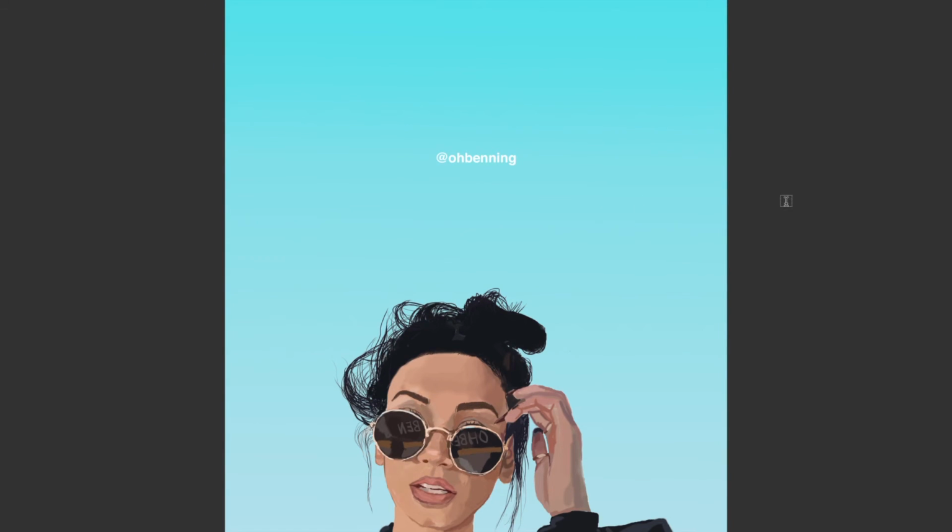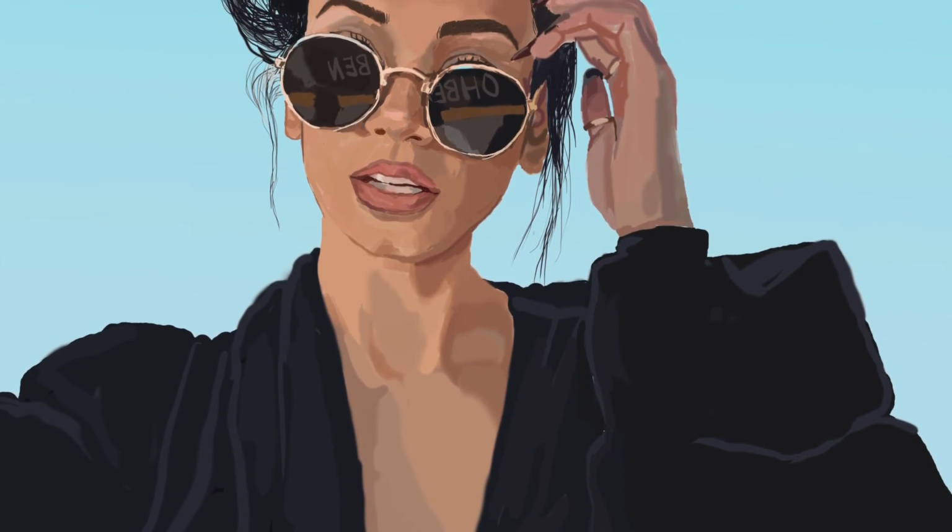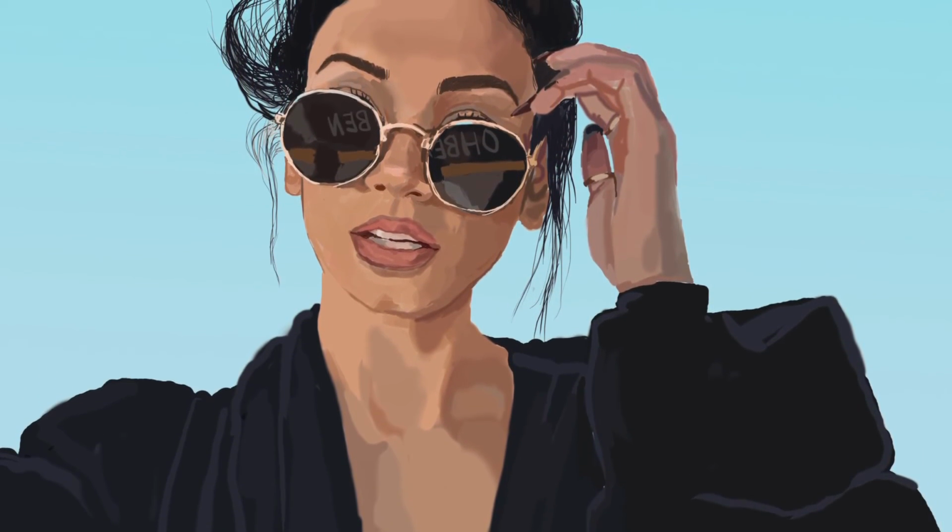I might still add a background to it, maybe like trees, I don't know, palm trees. Palm trees would be cool. But yeah, here it is.